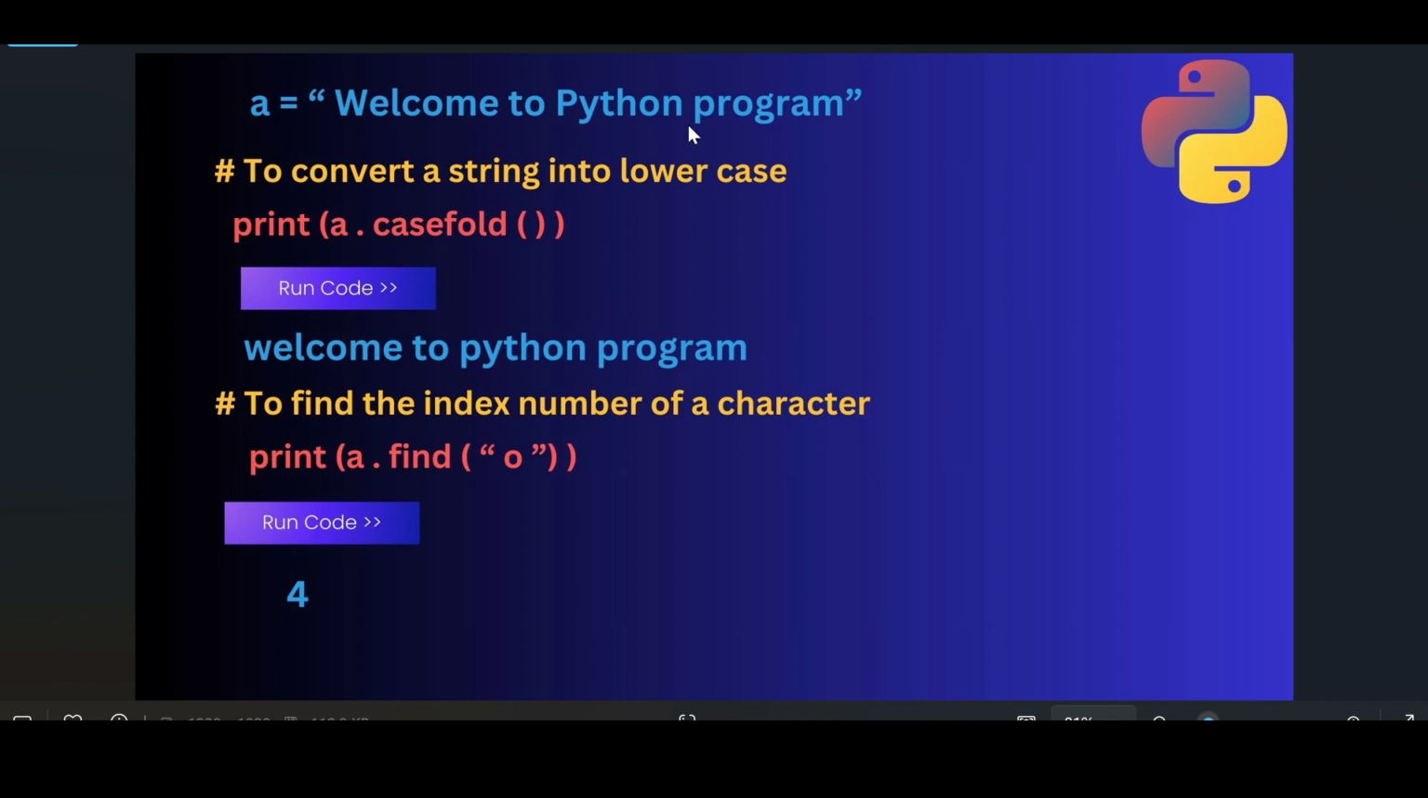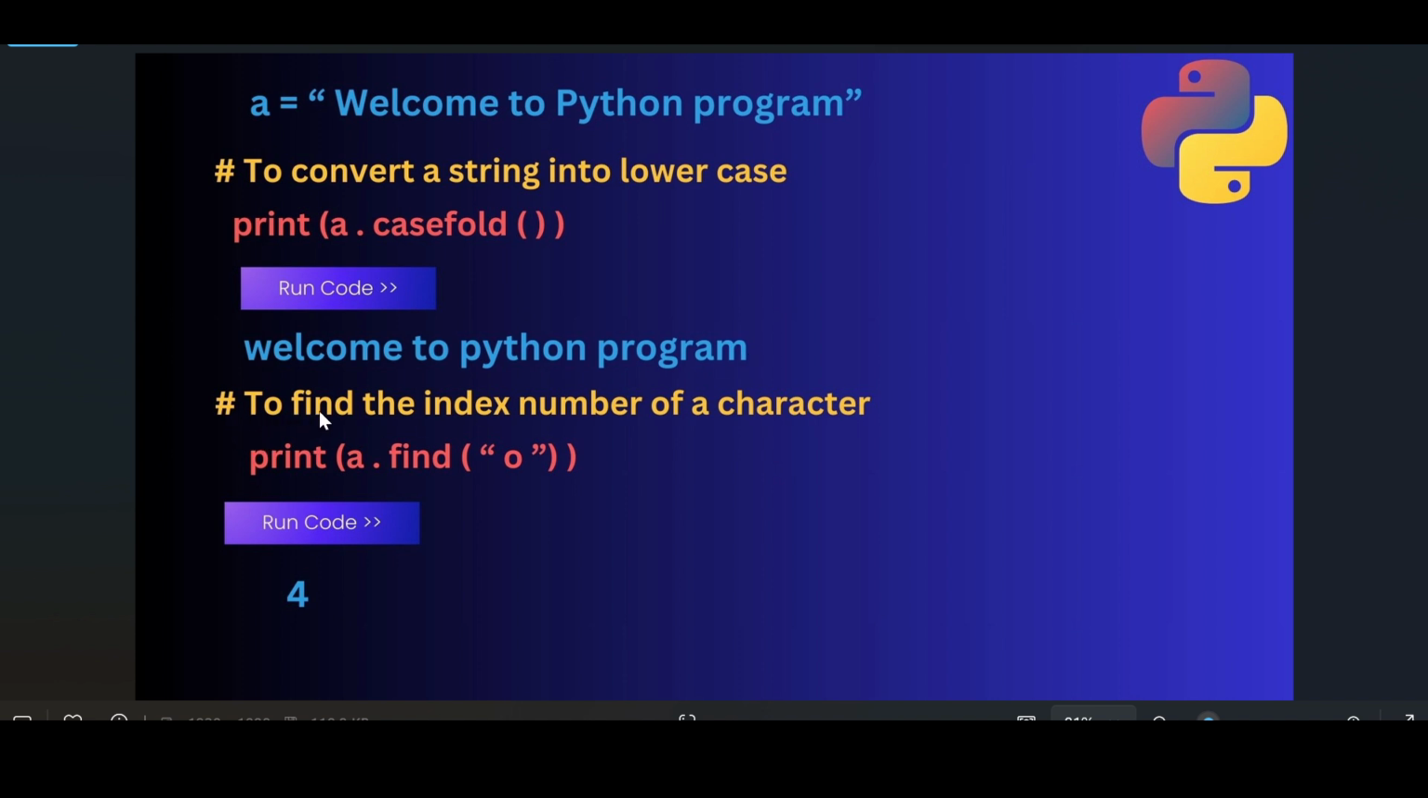A equal to "Welcome to Python program". Here the hash sign is only to write comments, and to convert a string into lowercase, I print a dot casefold. What is casefold? Casefold works the same as lowercase, but casefold is more powerful than lowercase. When I click on run code, I get the answer welcome to python program. All the letters are in the lower format.